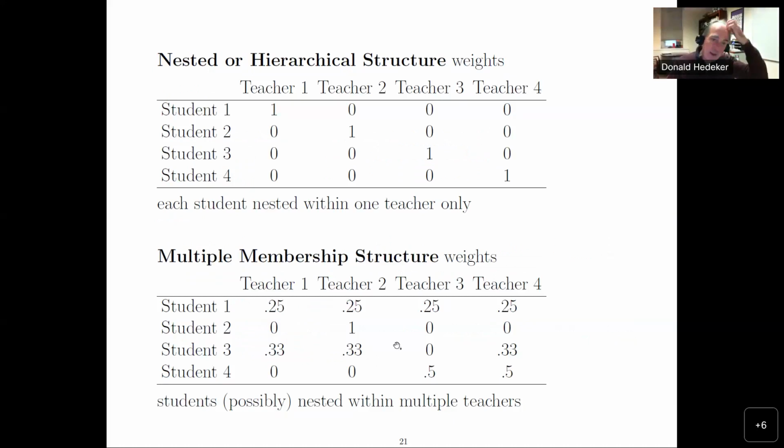So here shows the idea again in a brief schematic. Let's say we had a hierarchical structure where student 1 was only seen by teacher 1, student 2 only by teacher 2, 3, 4. Each student is nested within only one teacher.